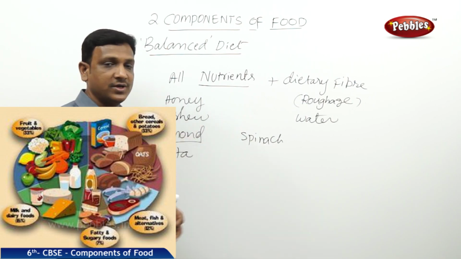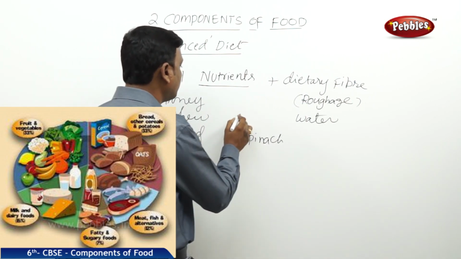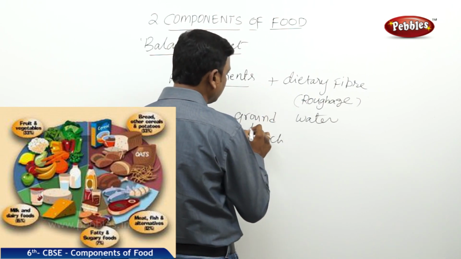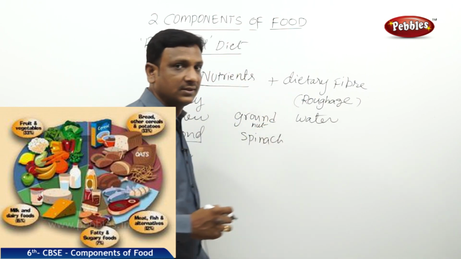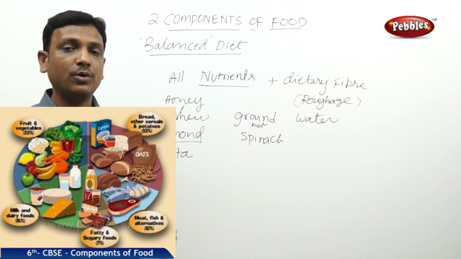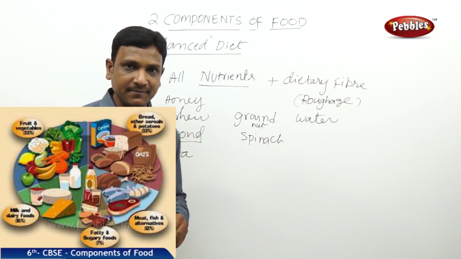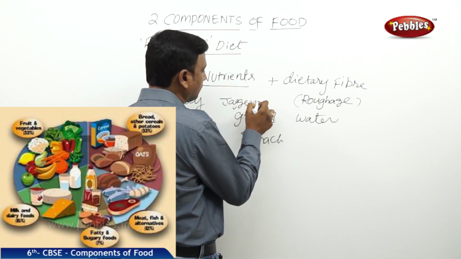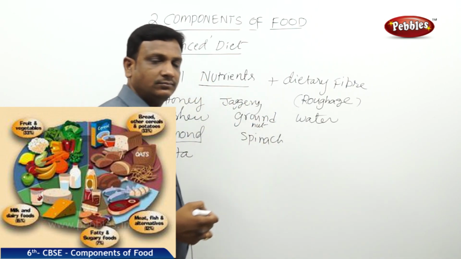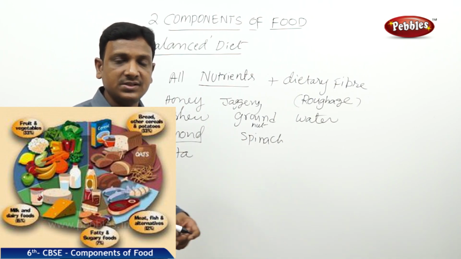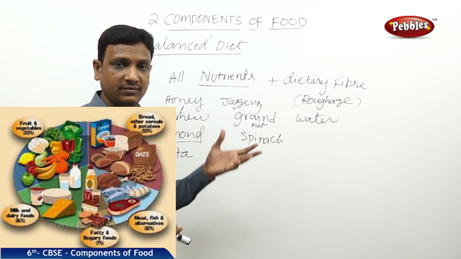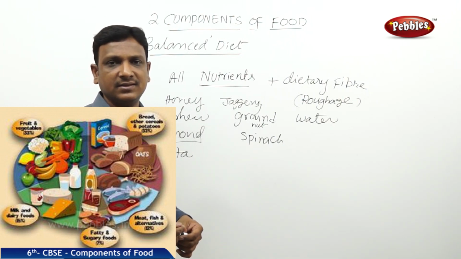In the same way, cashew nuts. Instead, you can go for groundnut. Groundnuts are much cheaper than cashew nuts, and they have more nutritive value, more protein compared to that. Instead of honey, you can go to the jaggery. Jaggery is equally nutritious, but with a lesser price, right?